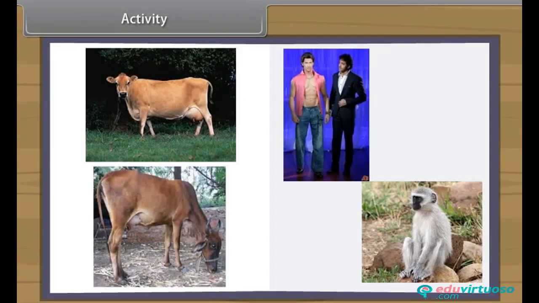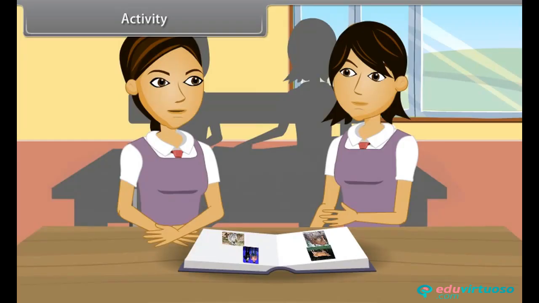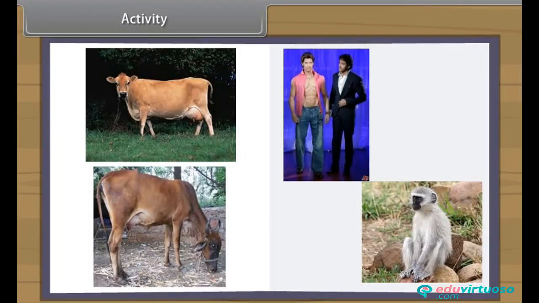When we study the physical characters of Desi cow and Jersey cow, we find very few differences. But when we see them in a crowd, then a Jersey cow can be distinguished from a distance due to its height and stature. But when we look at cow and monkey, then we find that man resembles a monkey more than a cow, although all are mammals.